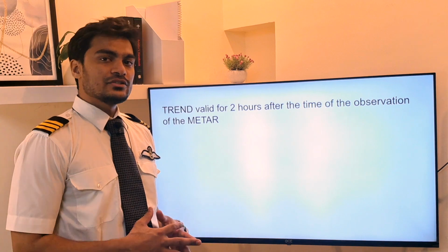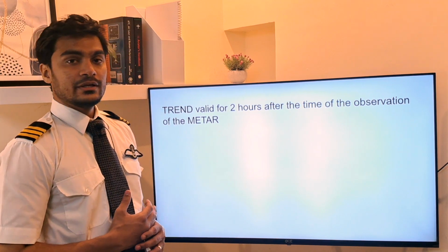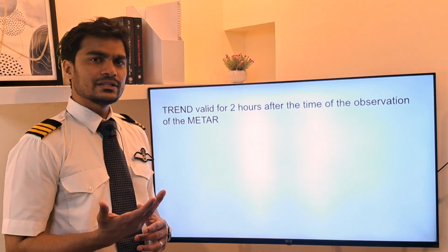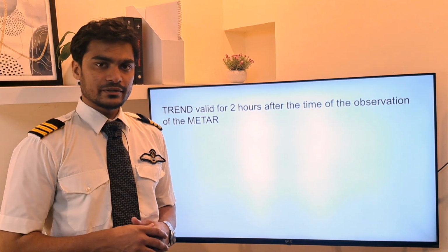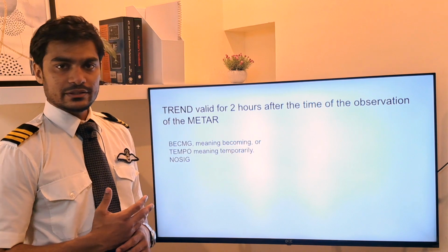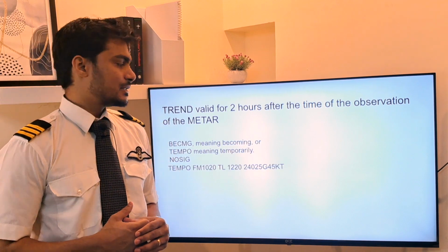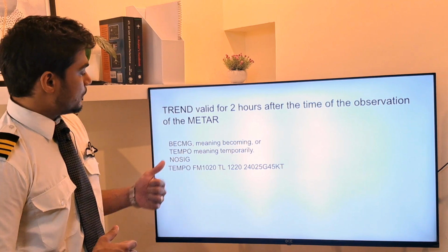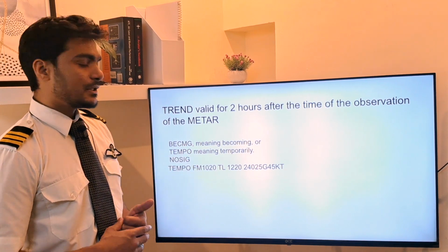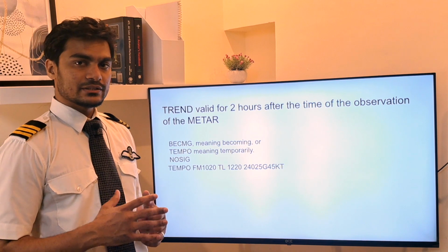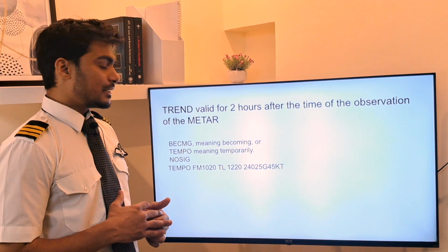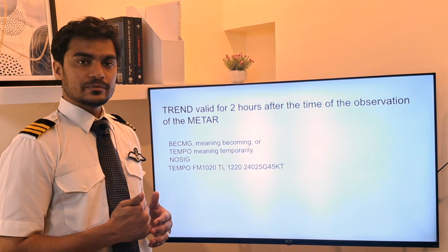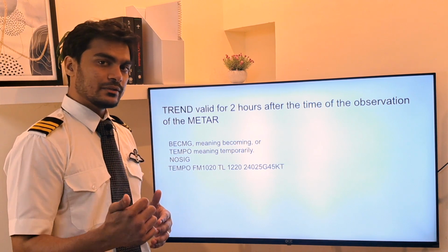So we have another section of a Metar which stands for trend. Trend is valid for 2 hours after the time of observation of the Metar. This mostly constitutes the final section of a Metar. Trend is further classified into 2-3 different parts that can be written as becoming, tempo, no sig. BECMG, that is becoming. Becoming is mostly a gradual change, that is a permanent change. It can be written in a Metar as becoming from so and so time. That time will always be a UTC time, and up to what time it is.